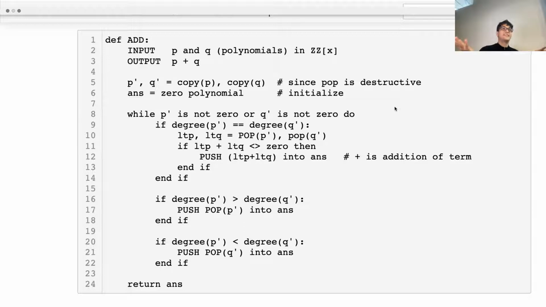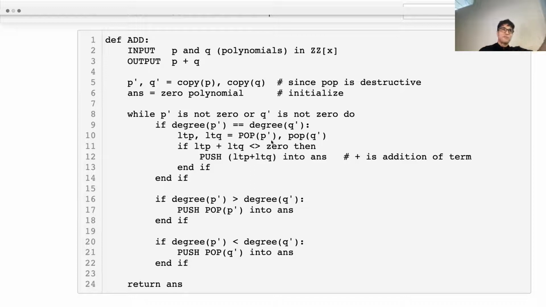Agree? Okay. So first condition, the degree of p is equal to the degree of q. That means their leading terms have the same degree, and therefore we have to combine these leading terms before adding them to h. So I'm going to say the leading term of p is what you get when you pop the leading term off of p, right?